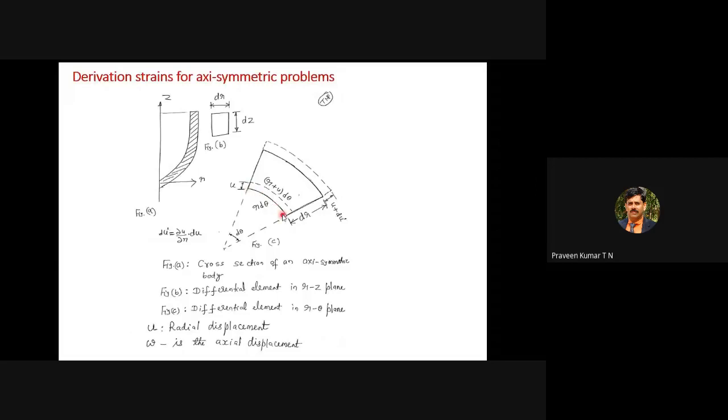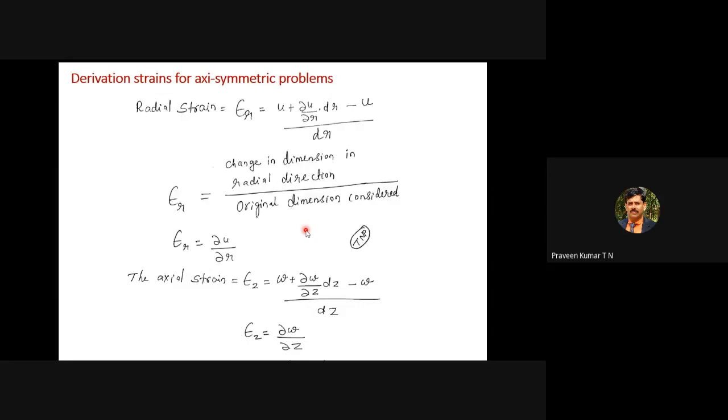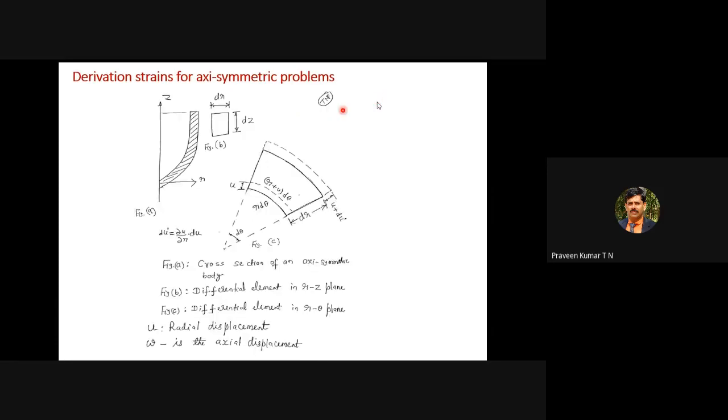So that means inner surface. The change in radius at the inner surface is u. The change in radius at the outer surface of the wall, you can imagine the circular wall, is u plus du. So du is nothing but del u by del r into dr. That is the change in dimension of the outer radius minus the change in dimension at the inside radius. The original radius is r.